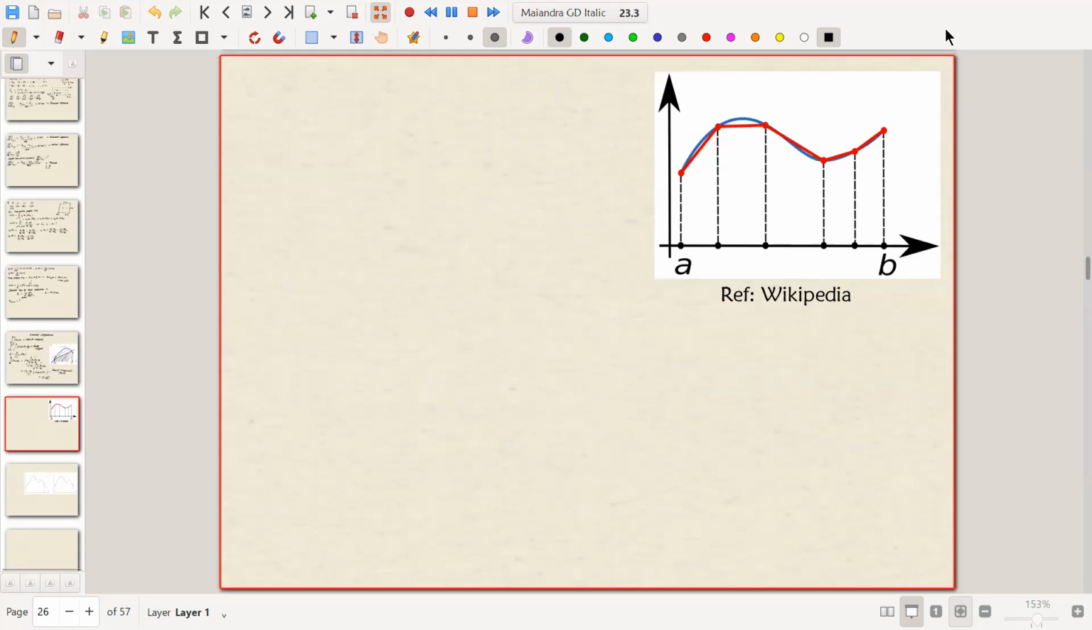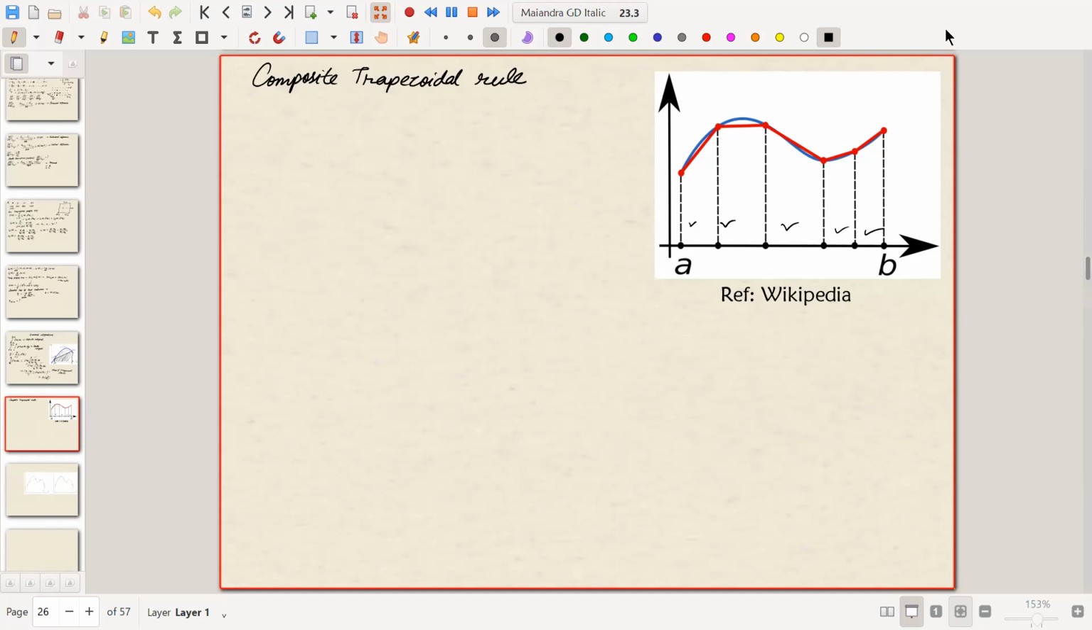Okay, this is what I mean about the composite trapezoidal rule. So instead of just one trapezoid, you are seeing multiple trapezoids, right? From A to B, I have this one trapezoid, another trapezoid. So multiple trapezoids are clubbed together. Therefore, it's a composite trapezoidal rule.